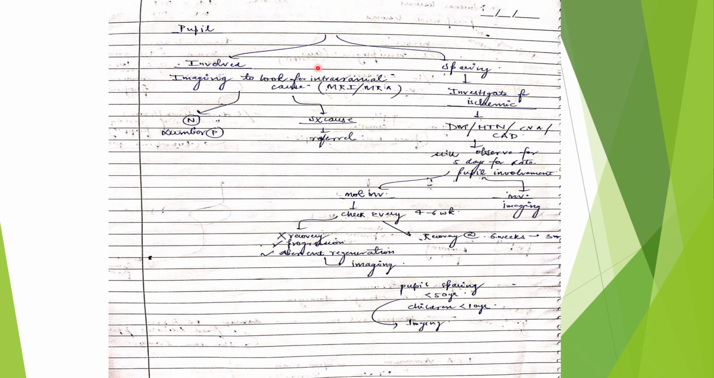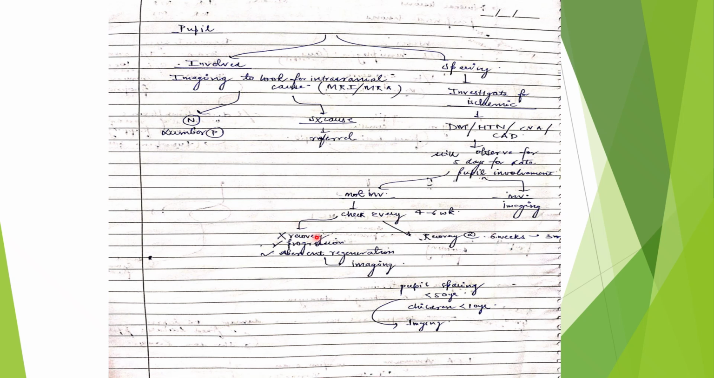So if the pupil is involved, we do imaging to look for an intracranial cause, MRI or MRA. If there is a surgical cause, meaning any trauma or tumor, then we refer. And if it's normal, then we do a lumbar puncture. If the pupil is spared, then we investigate for ischemic causes: diabetes mellitus, hypertension, CVA, and coronary artery disease. And if there is sparing, we still observe for 5 days for late pupil involvement. If it is involved, then imaging. And if it is not involved, then we check every 4 to 6 weeks. Mostly there is recovery at 6 weeks to 3 months.